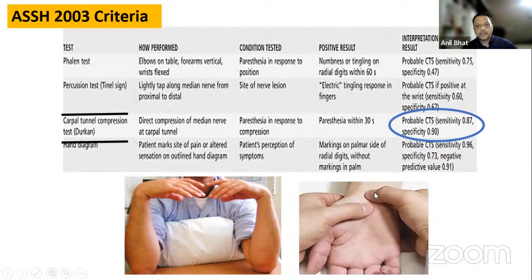I'll show you later. So, compression along this for about 30 seconds. Paresthesia within 30 seconds is what makes it a positive test. So you need to span the carpal tunnel. A lot of people just keep one thumb there or keep both thumbs together at the same place, but this is how it needs to be done, and the compression has to be applied.